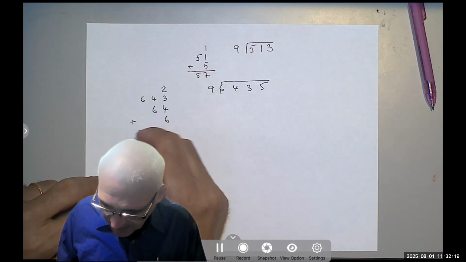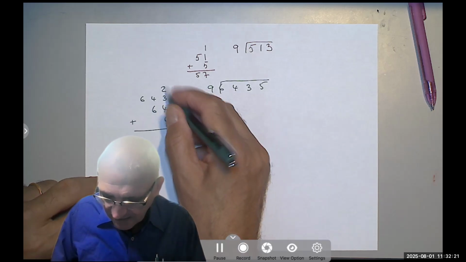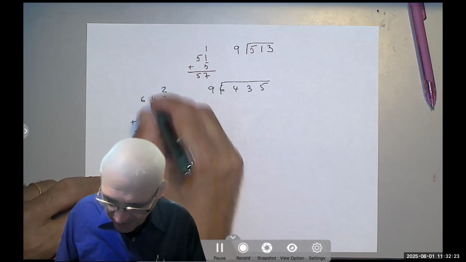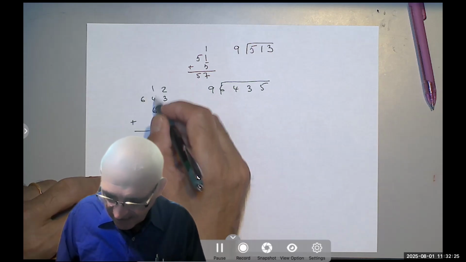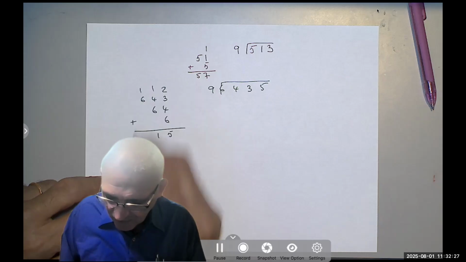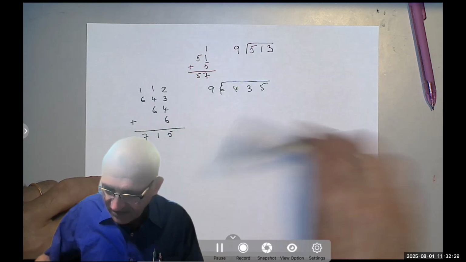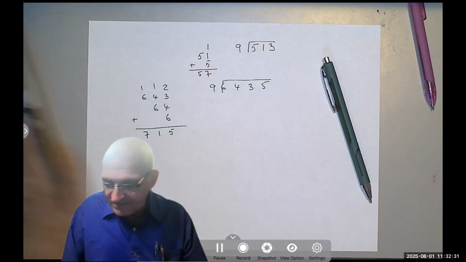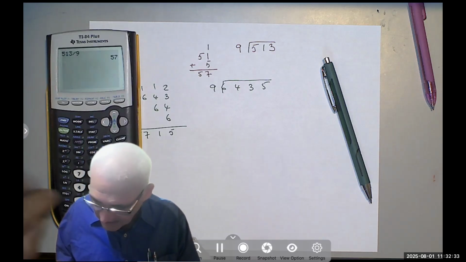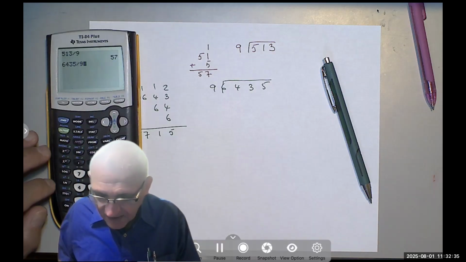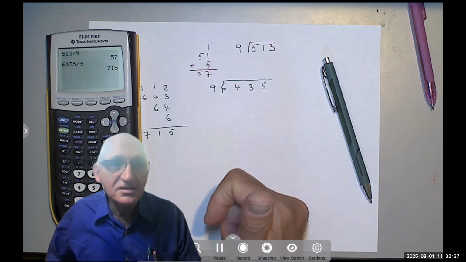You add them up. 6 and 4 is 10, and 5 is 15. 5, and you carry over 1. 6 and 4 is 10, and 1 is 11. 1, and you carry over 1. 1 plus 6 is 7. So the answer should be 715. Let's check. 6435 over 9. Bingo, it's correct.